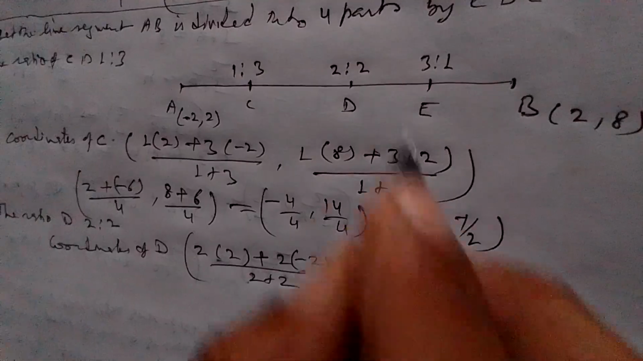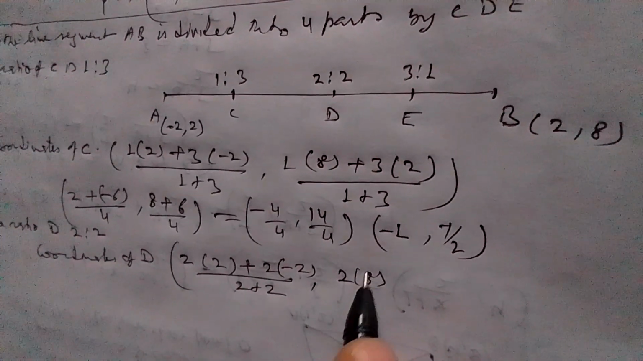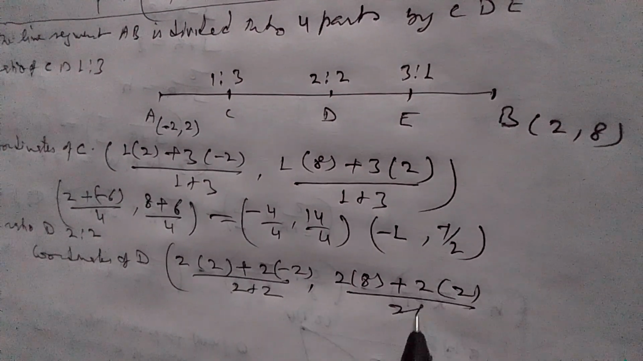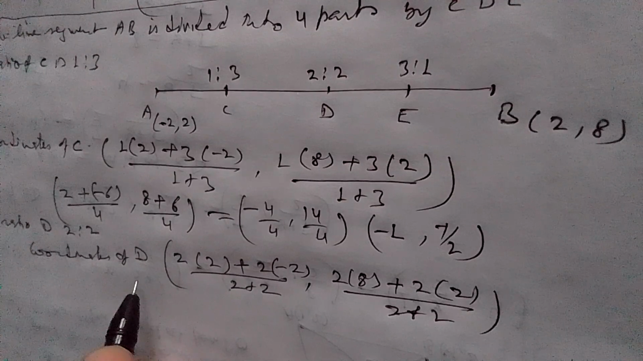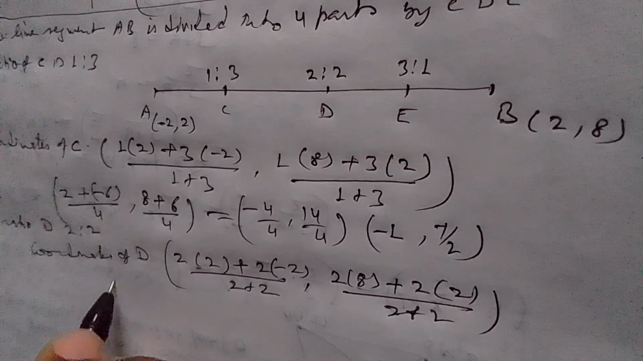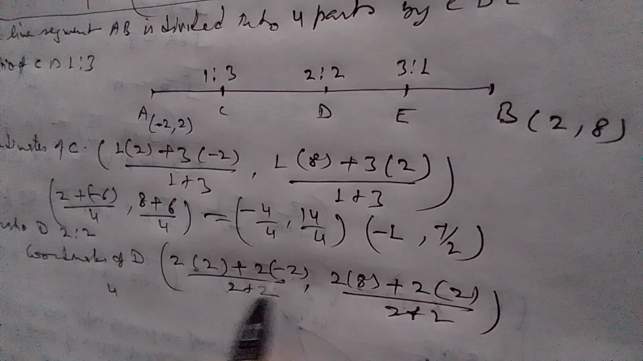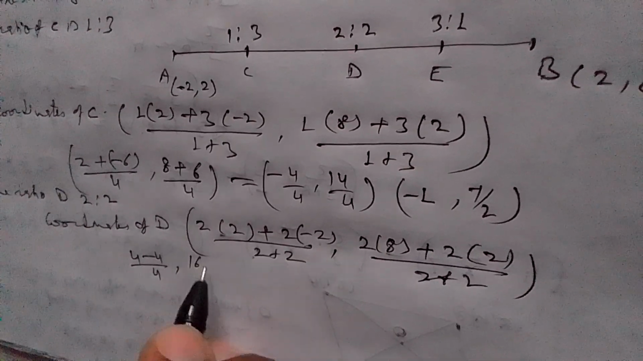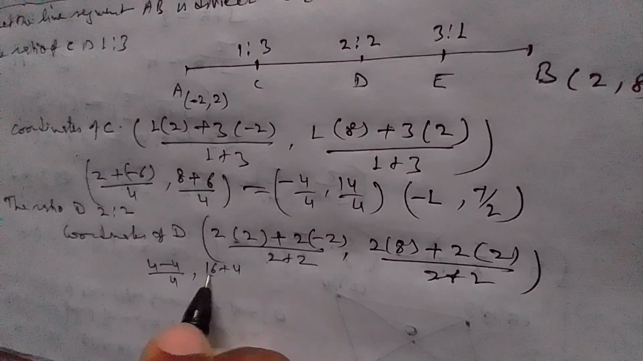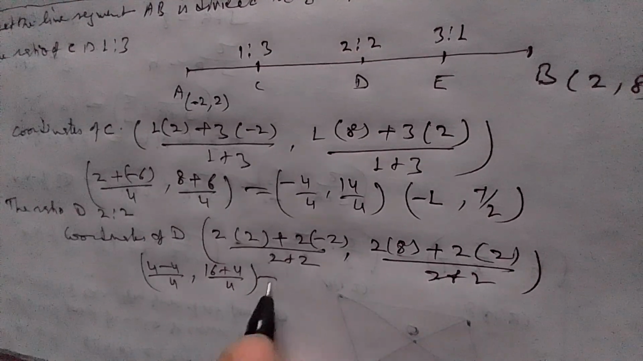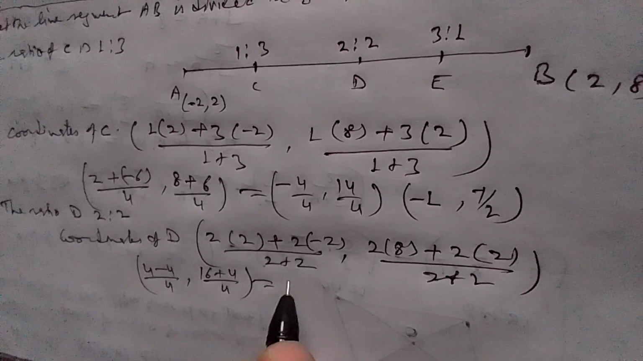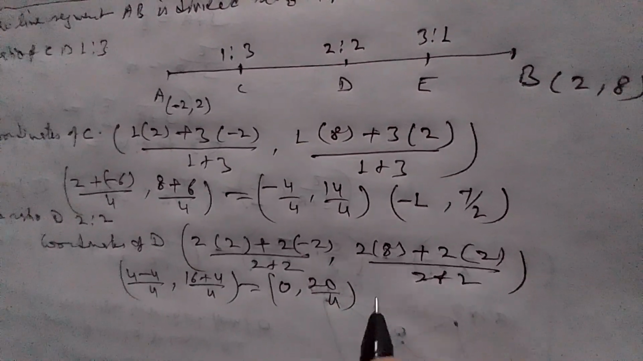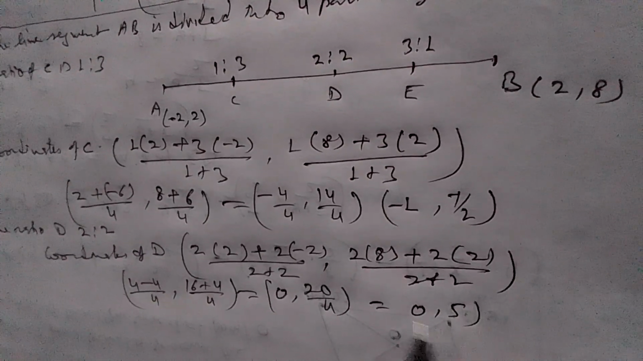It comes out 2 multiplied by 8 plus 2 multiplied by 2 divided by 2 plus 2. So on further simplification this gives 2 into 4 plus 2 multiplied by minus 2 minus 4 divided by 4, 2 plus 2 is 4, 2 into 8 is 16 plus 2 multiplied by 2 is 4, divided by 2 plus 2 is 4. So coordinates of point D comes out to be 4 minus 4 is 0, 16 plus 4 is 20, divided by 4. So coordinates of point D becomes 0, 5.